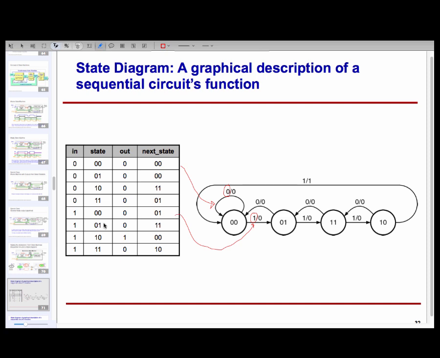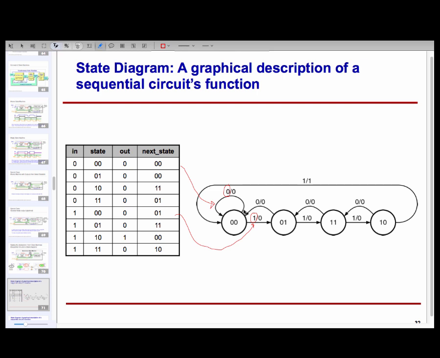So according to this row, if I'm in 0, 0 and input is 1, then the next state is 0, 1. So see how we move to state 0, 1. The same logic we can apply to 0, 1. If I'm in state 0, 1, there are 2 possibilities for the next clock tick. Input can be 0 or input can be 1. So I'm in state 0, 1, so the relevant rows are row number 2 and row number 7.